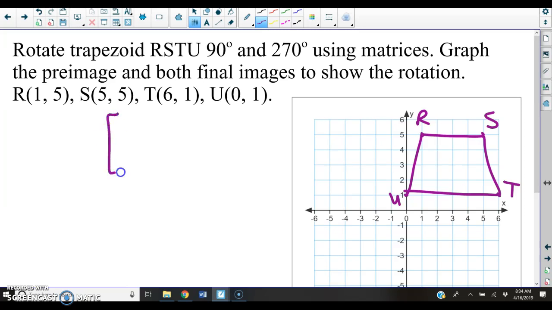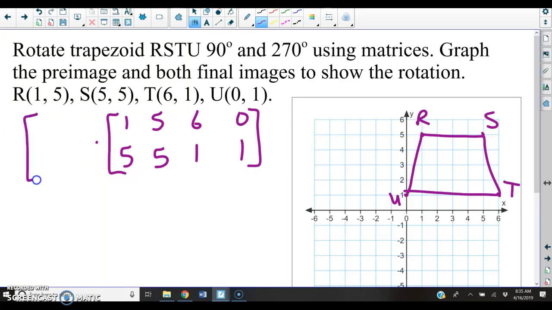And now if I want to rotate it, remember how we do this? We write the matrix with the X in the top row, excuse me, and the Y in the bottom row. And now the 90-degree matrix is 0, -1, 1, 0.